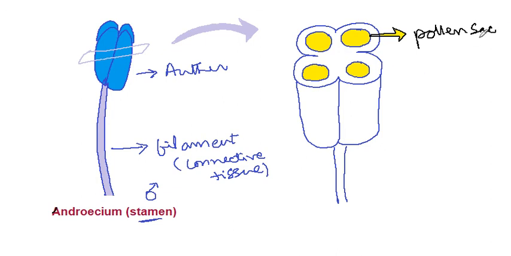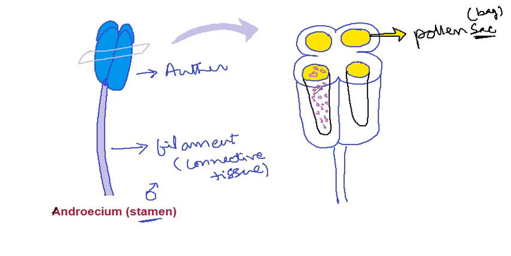Now the sac means, like I told you earlier, this is nothing but a pouch or a bag. So this bag is like this. Inside the bag we have got lots and lots of pollen grains. There are lots of pollen grains out there inside the bag.